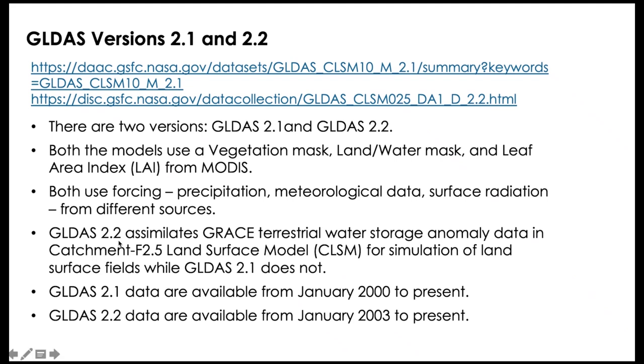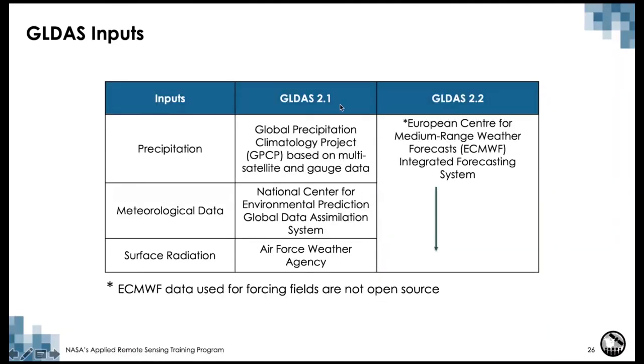Now, GLDAS 2.2 assimilates GRACE terrestrial water storage anomaly data in this catchment model for simulation of land surface fields, while GLDAS 2.1 does not assimilate. GLDAS 2.1 data are available from January 2000 to present, and GLDAS 2.2 data are available from 2003 to present. So what we're going to work on in the exercise is GLDAS 2.1, but we will also look at some results from GLDAS 2.2 in the last session.